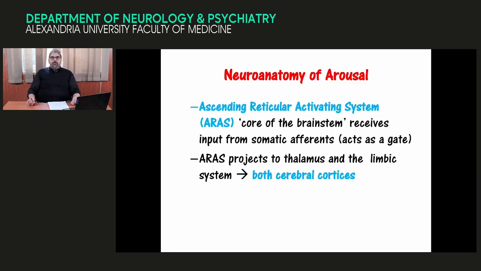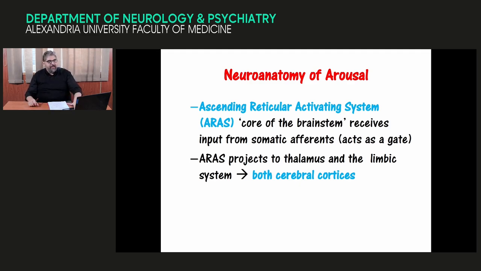Simple hints about the neuroanatomy of arousal. We are not going deep in this point, but we are going to describe two important sites in the brain. The first is the ascending reticular activating system, which is present in the core of the brainstem, and it receives input from somatic afferents coming from all the body. And it acts as a gate that collects the afferents and then projects them to both the cerebral cortices through the thalamus and the limbic system.